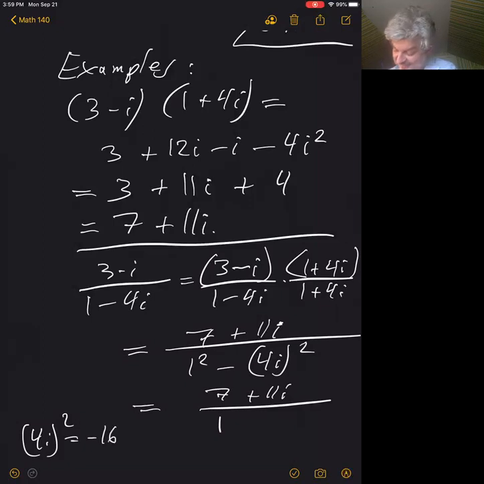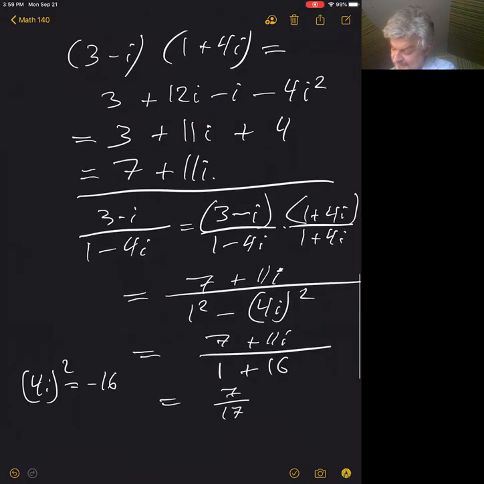And we're subtracting this, so we get plus 16. And we can rewrite this as 7 over 17 plus 11 over 17 times i. So we again land on a number that's a rational number times this new symbol i. Had we started out with a real number plus a real number times i, we would have ended up with the same thing with real coefficients, guaranteed every single time.